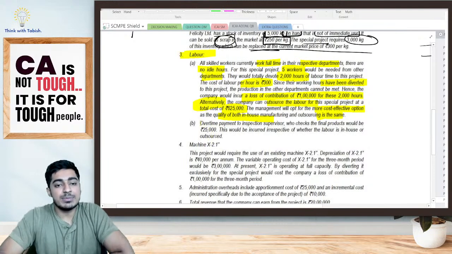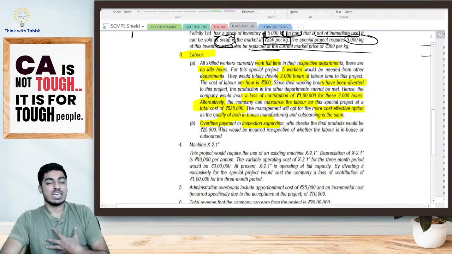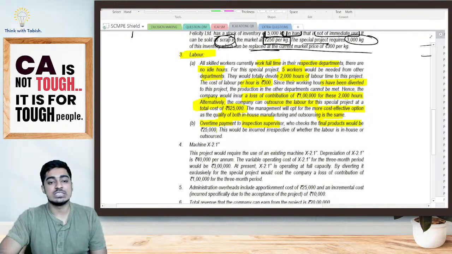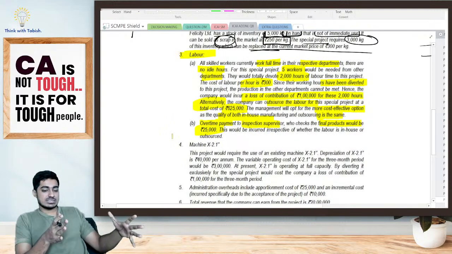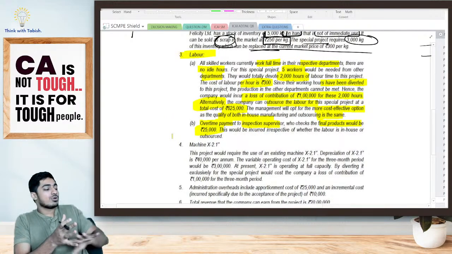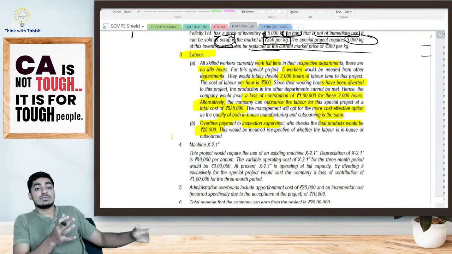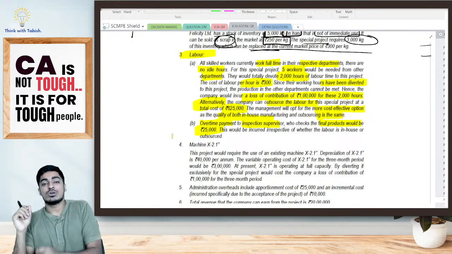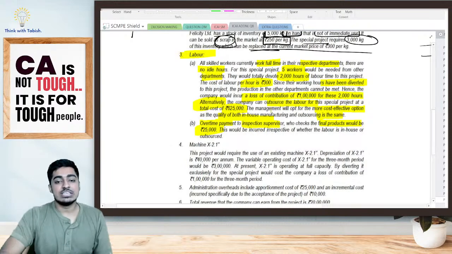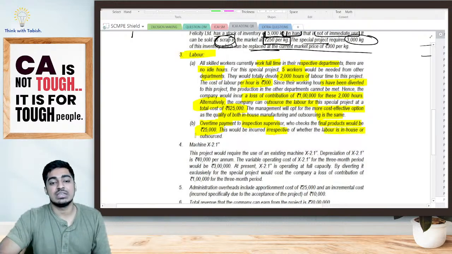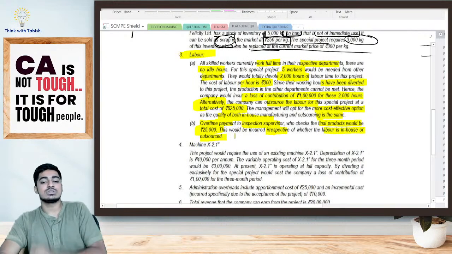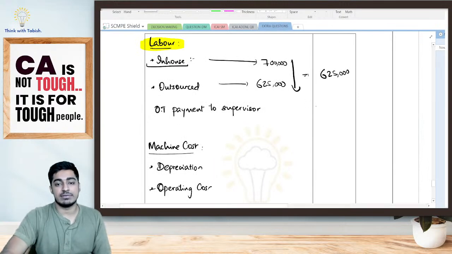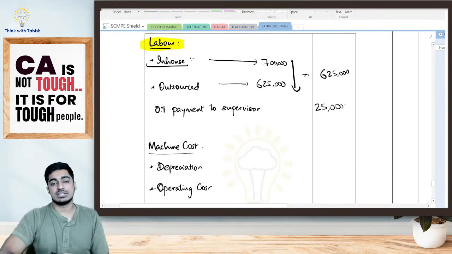Overtime payment will be made to the inspection supervisor who checks the final product. He is our permanent employee. In the normal hours, he is looking at other work. We are telling him to work overtime and we will give him 25,000. This would be incurred irrespective of whether labor is in-house or outsourced. This 25,000 we are paying to the supervisor will be relevant. Is it clear, students?